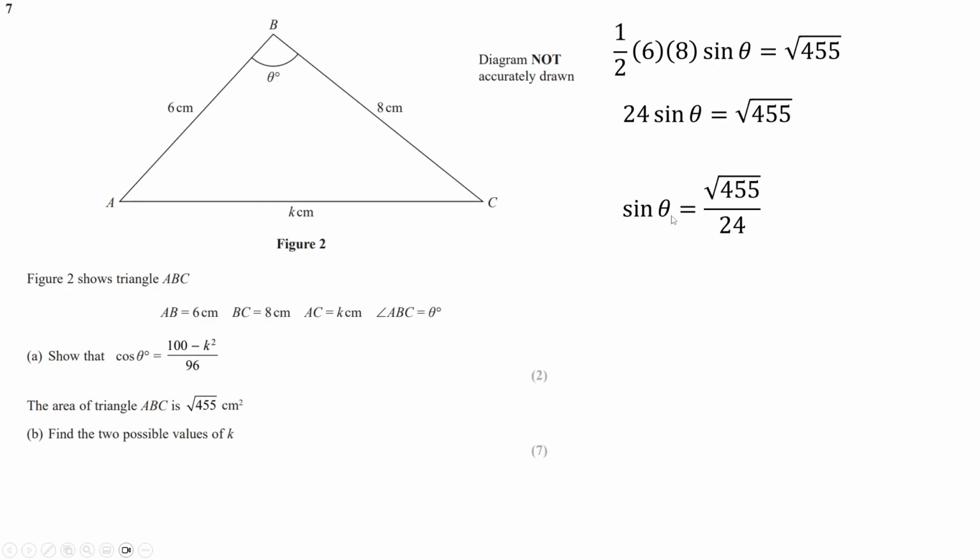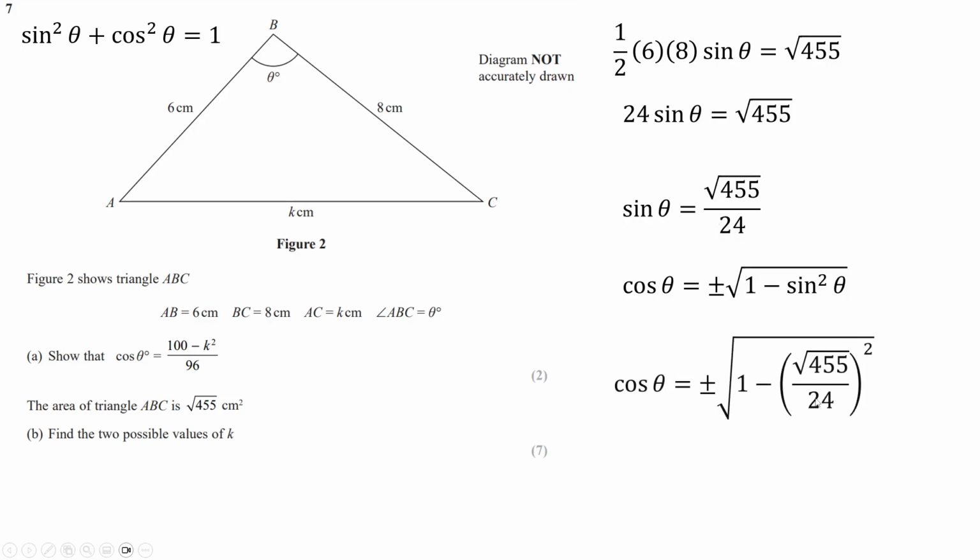You can use one of the Pythagorean identities, which is sine squared theta plus cosine squared theta is identical to 1. I know it says equal here, but I couldn't find the identity button. But yeah, that's identical to 1. So if we square both sides of this to get sine squared equals 455 over 24 squared, and then we plug it into there and then rearrange for cosine. So we do cosine squared theta equals 1 minus sine squared theta, and then square root all of that to get this. This is plus or minus.